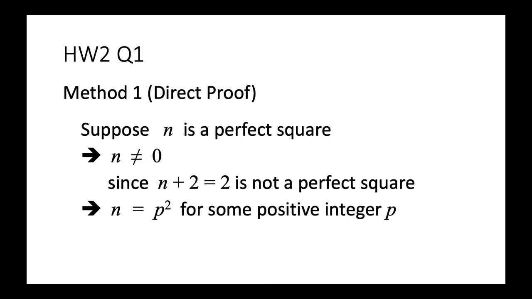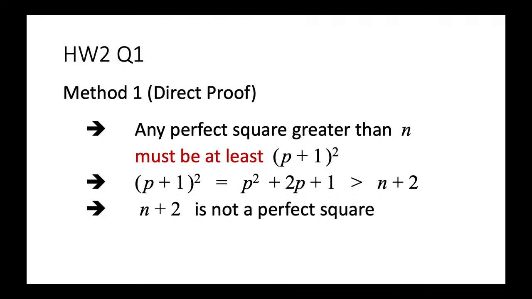Now, this is the condition P implies Q. The first part, we assume that n is a perfect square, and what we get is n is equal to p squared for some positive integer p. The next observation is that if there is a perfect square which is greater than n, then it must be at least p plus 1 whole square, because p is already an integer. The other perfect squares that are larger must come from some integer p plus 1 or larger to the power 2. So any perfect square greater than n has to be at least p plus 1 whole square.